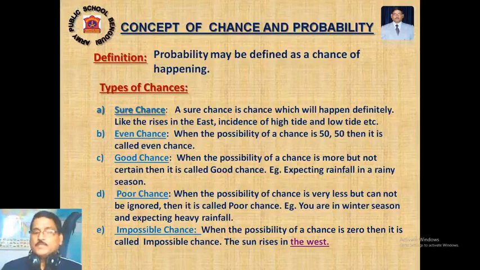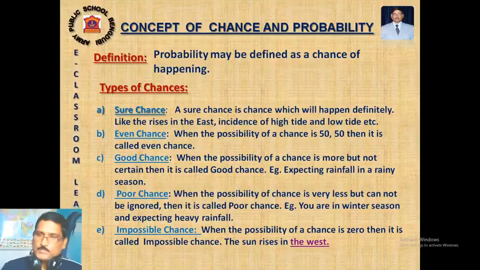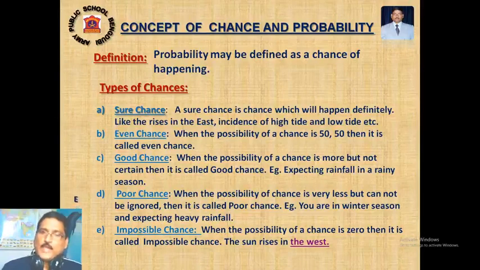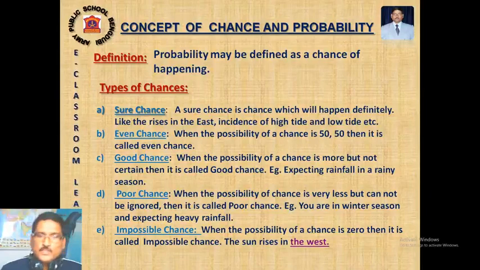Impossible chance. Impossible chance means when it is against nature. Sun rises in the west, is it possible? So this chance is impossible. Impossible chance is always denoted as zero. Suppose you have thrown a dice on the floor and you are expecting a number 9 on the top of the dice. Is there any number 9 written on the dice? No. In the dice only 1, 2, 3, 4, 5, 6. In addition to these numbers, if you are expecting 8, 9, 10 or whatever number on the top, it is not possible. In that case, it is an impossible chance.